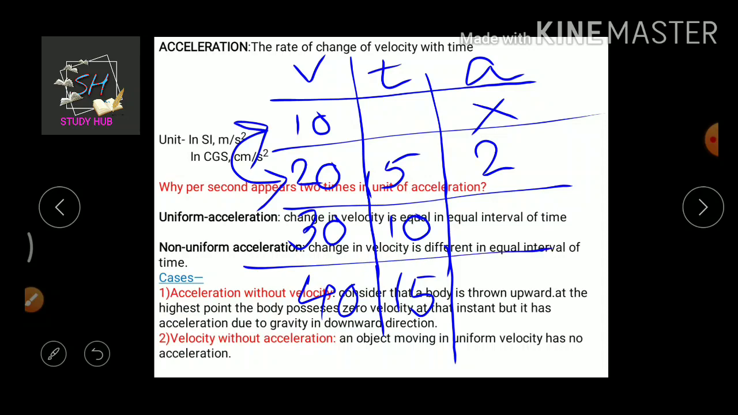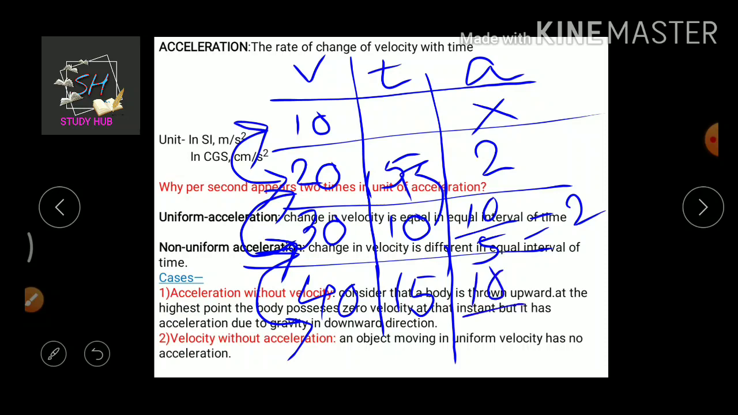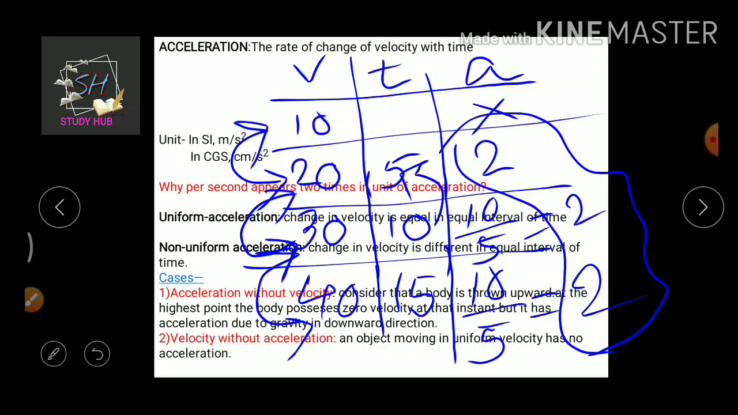Now in that case 20 is the initial velocity and the final velocity is 30, so the difference is 10, and the time difference is also 5, because here we need the interval of time. So the interval of time is 5, because 10 minus 5 gives us 5. So here we get 30 minus 20, 10, and here 10 minus 5, 5. So 10 upon 5 we also get 2. Similarly in this case we get 40 minus 30, 10, and the time interval is also 5, so we also get 2. As you can see, the acceleration is the same in these 3 cases.